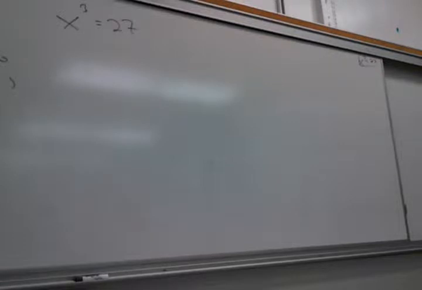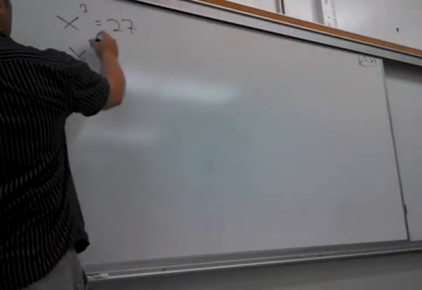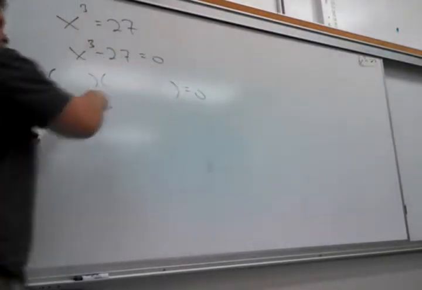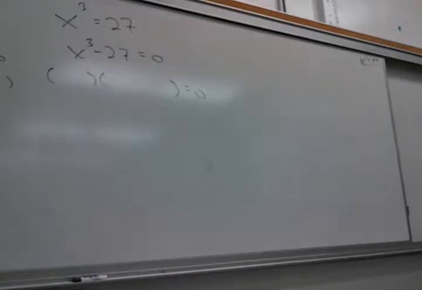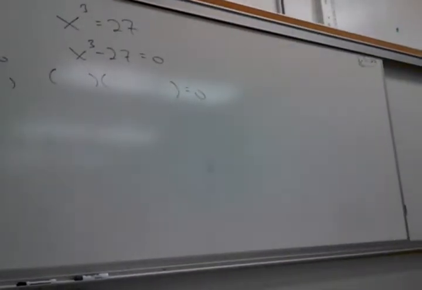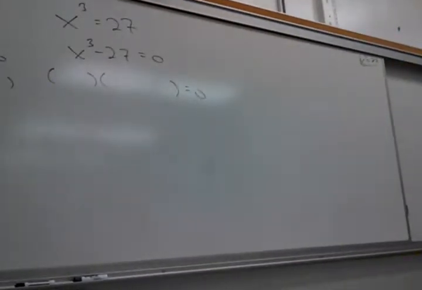So subtract the 27 over. You get a difference of cubes: big dude, little dude. So factor that. And then with the x squared that you get, you do the quadratic formula.